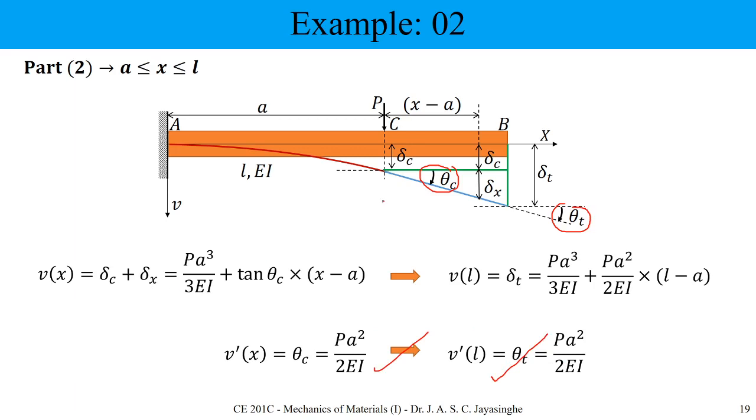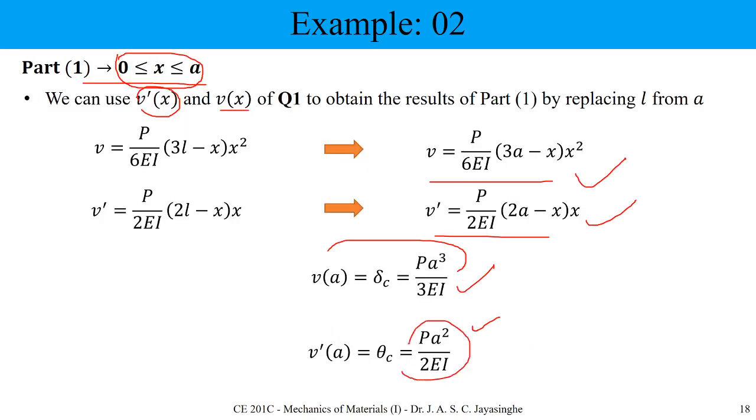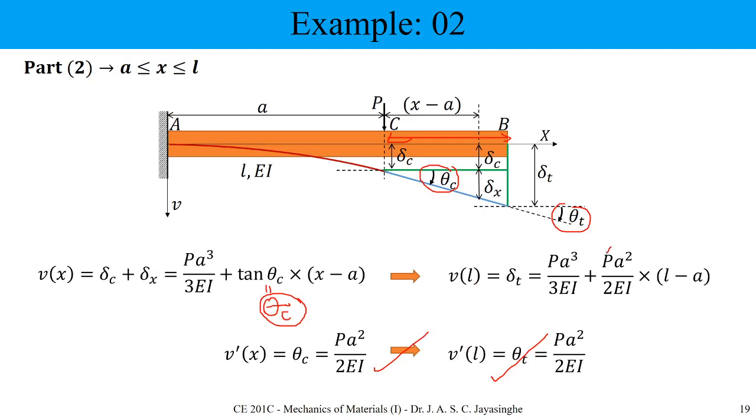And when you come to here, delta t is delta c plus delta x. So delta x equals tan theta into this distance, x minus a. Theta again is equal to theta c, because we are dealing with small angles, small slopes. Now we know this value theta c is this much, so you can put that value in and add that part.